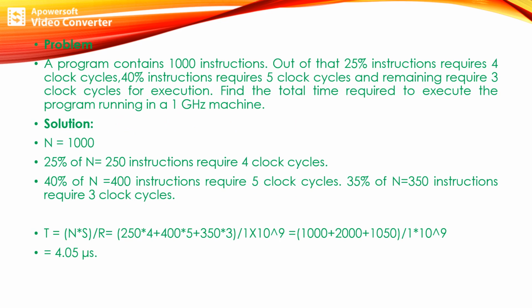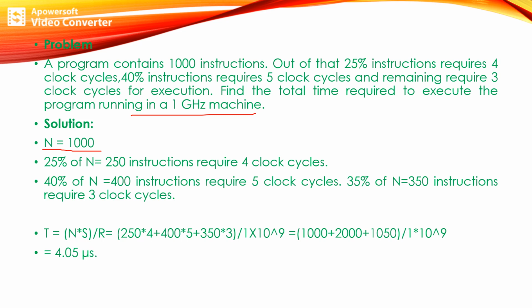A program contains 1000 instructions. Out of that, 25% of instructions require 4 clock cycles, 40% of instructions require 5 clock cycles, and the remaining require 3 clock cycles for execution. Find the total time required to execute the program running on a 1 GHz machine. Now we'll take the solution. The total number of instructions is capital N equal to 1000. Out of 1000, 25% of instructions, that is 25% of N.